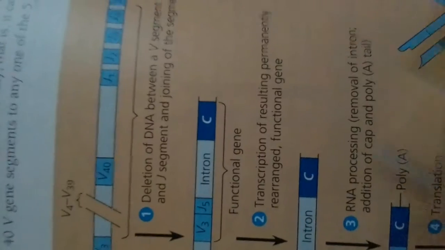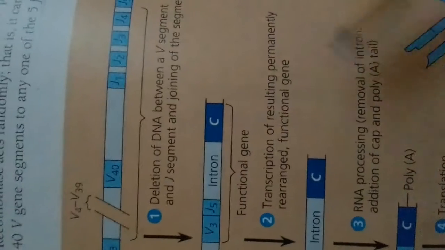The light chains produced in this way combine randomly with the heavy chains that are similarly produced, forming the B cell's antigen receptors. Notice as shown in this video.